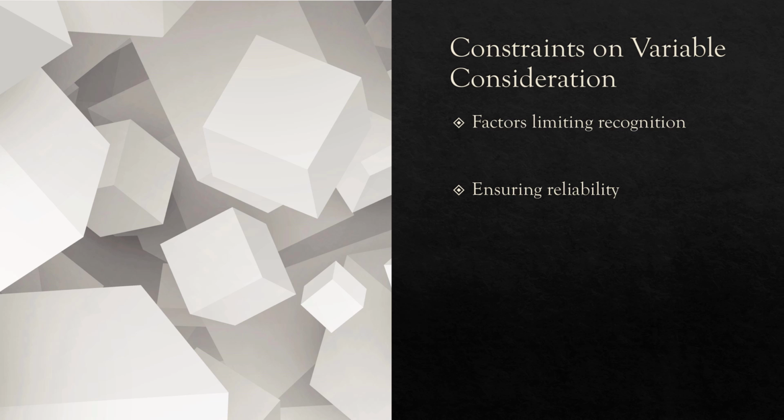However, there are constraints on variable consideration. Recognizing variable consideration is subject to constraints. To ensure that revenue is not overstated, factors that limit recognition include the likelihood of significant revenue reversal, the ability to reliably estimate the amount, the existence of a valid contract, and the entity's experience with similar contracts.